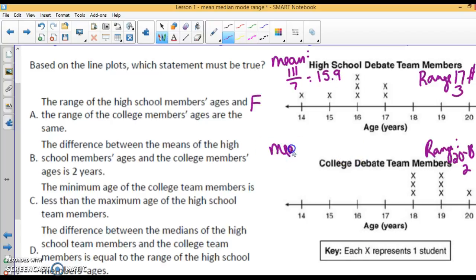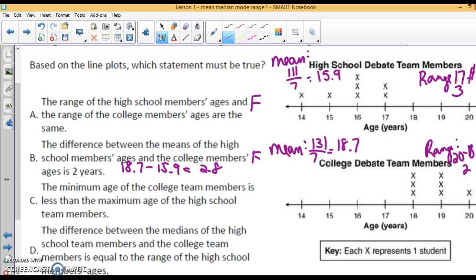My mean here, I'm going to have 131 divided by 7. My mean is 18.7. So what does it say? The difference between the means of the high school members' ages and the college members' ages is 2 years. So I'd have 18.7 minus 15.9. It's 2.8. That's false.